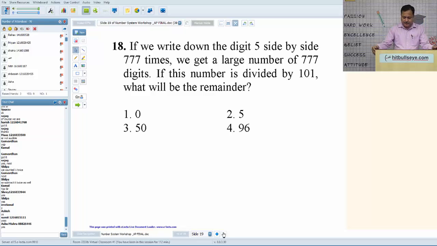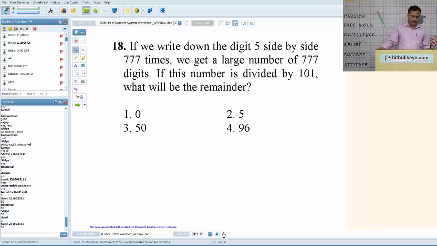So try this question. There are 777 fives and it is divided by 101 and we have to find out the remainder. Please read the question carefully again and then solve it. Don't make silly mistakes. Read the question carefully. So what should be the answer?